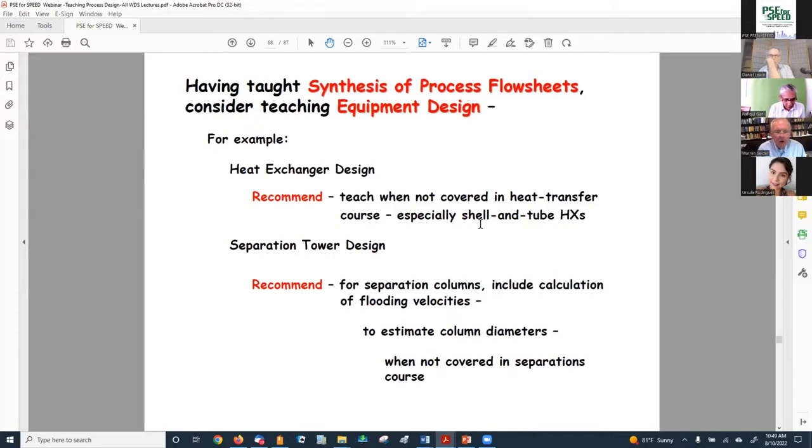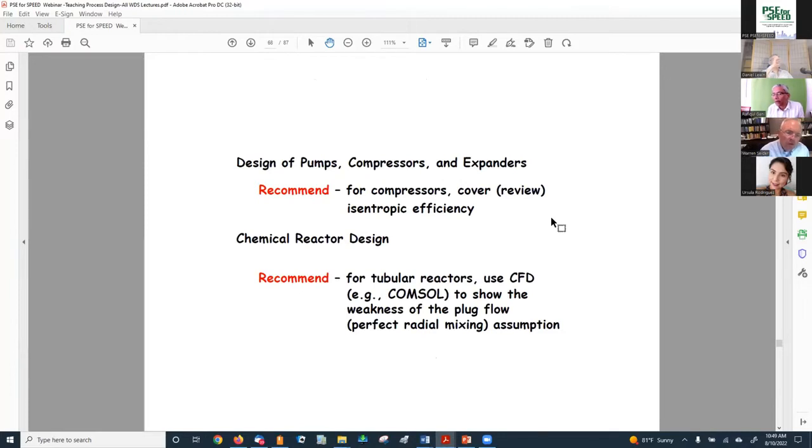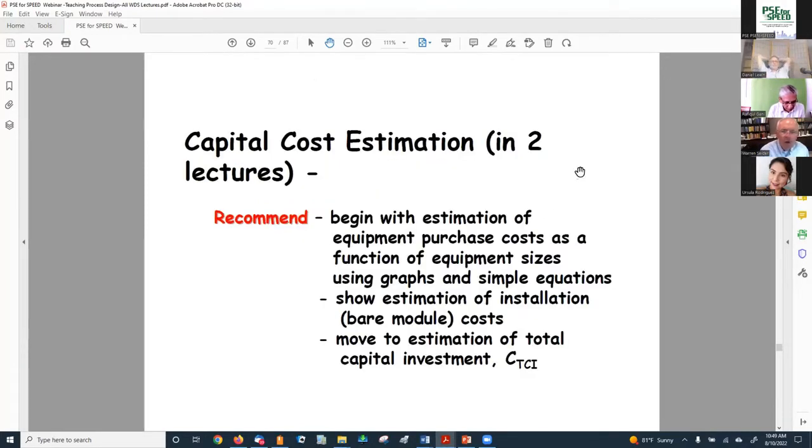Separation tower design. Well, again, it depends on the separation course. In my view, the students should be well aware of the importance of estimating the column diameter. They have to be aware of what's involved in calculating the flooding velocities. Okay, we do that in our chapter 13. I'm going to skip this, it's having to do with pumps, compressors, expanders, and also chemical reactor design.